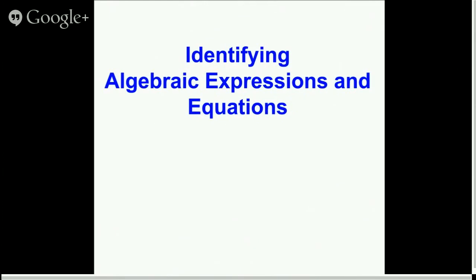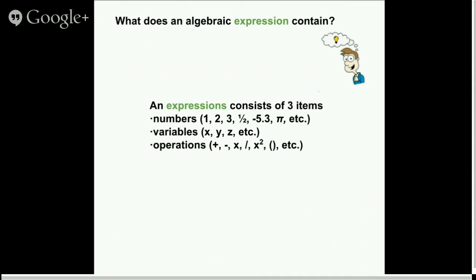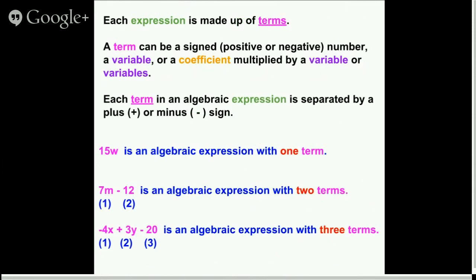Now we're going to identify the difference between expressions and equations. So an expression contains 3 things: numbers, variables, and operations. Operations like plus, minus, x or times, divided by, exponents, parentheses. Okay. Each expression is made up of terms. A term can be a signed positive or negative number, a variable, or a coefficient multiplied by a variable or variables.